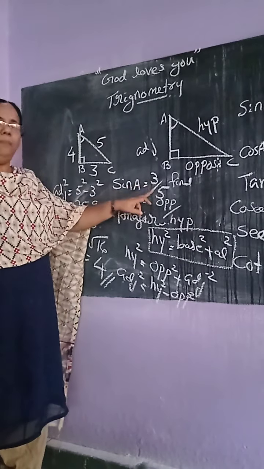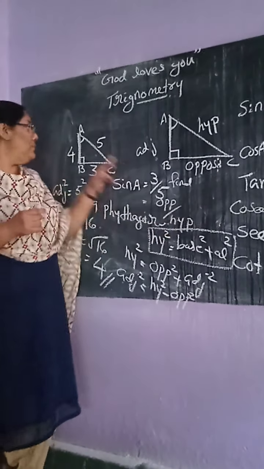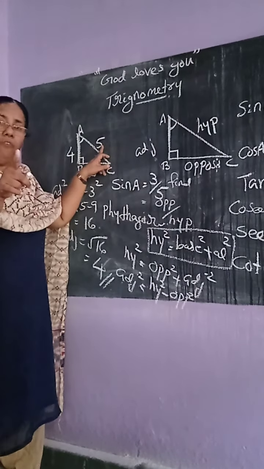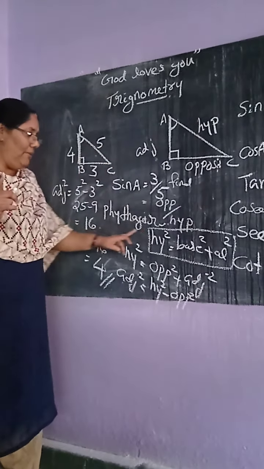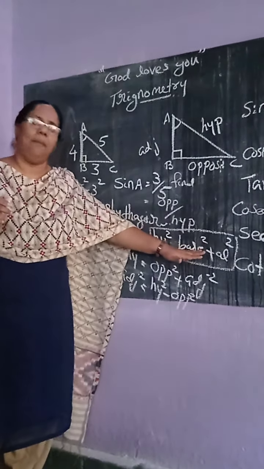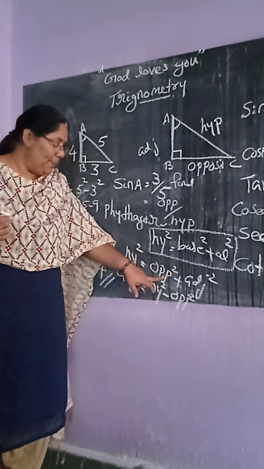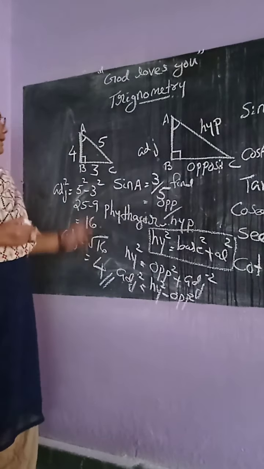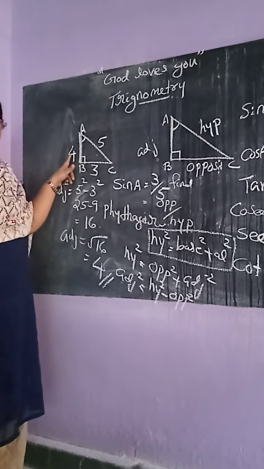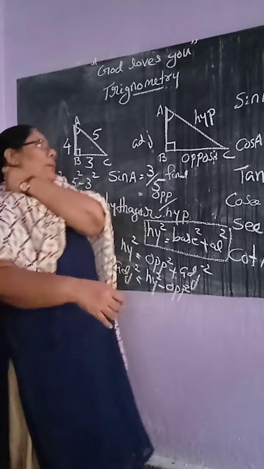Once again, look here. Sin A is given as 3 by 5. From the question, sin A means opposite by hypotenuse. Mark in the question itself: 3 is the opposite, 5 is the hypotenuse. Therefore, we apply Pythagoras Theorem. Hypotenuse square is equal to base square plus altitude square, but in the case of base and altitude, here we write opposite square plus adjacent square. Therefore, adjacent square is equal to 5 square minus 3 square, equal to 16. Root 16 equal to 4. Is it clear?